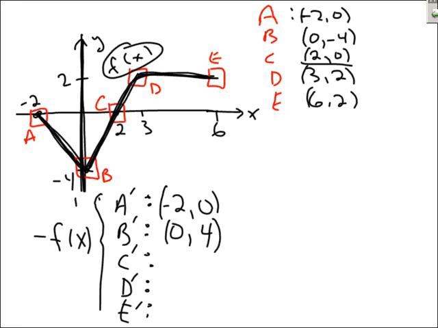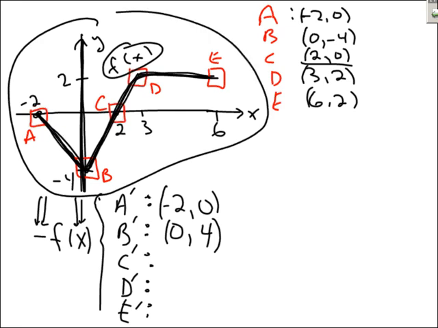Okay, when the negative is inside, you change the sign of the x value. When the negative is outside, you change the sign of the y value. It's called studying. That's what you study. To graph negative f of x, you have some points from the original function, and you change the sign of the y value.